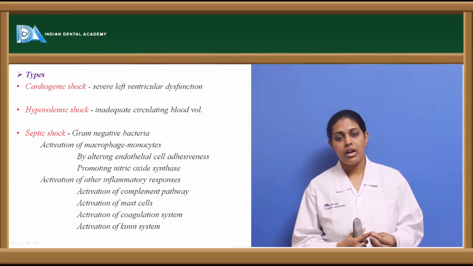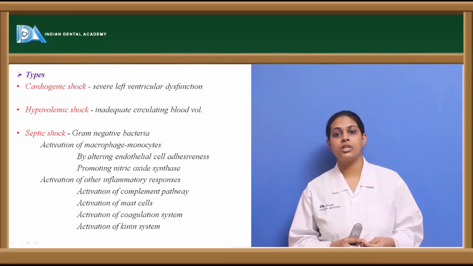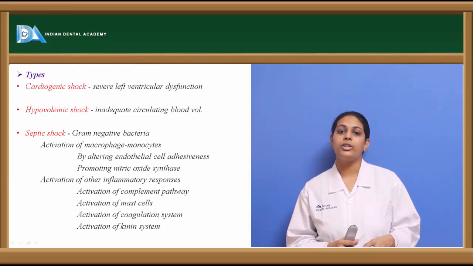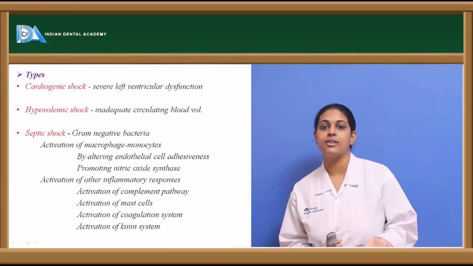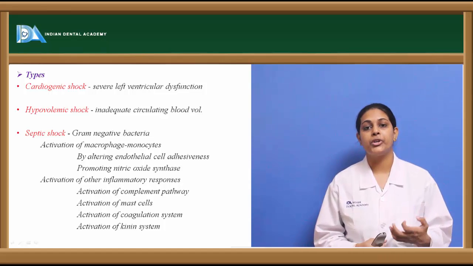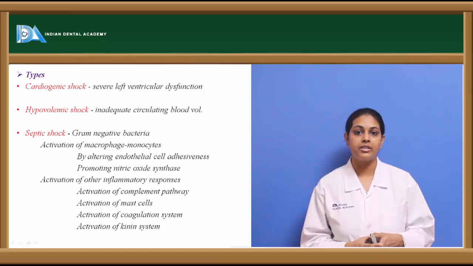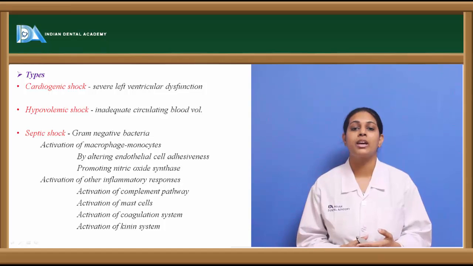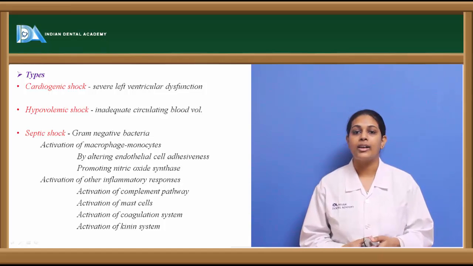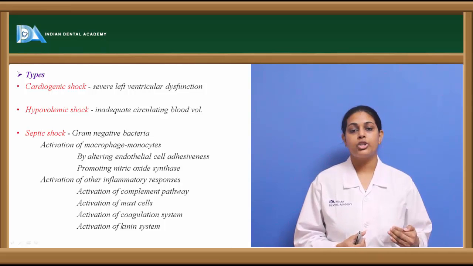Other than that, we also see activation of the coagulation system. This coagulation system might cause the formation of thrombi as well as fibrin because of disseminated intravascular coagulation, which might also contribute to septic shock. We also see activation of the kinin system, where bradykinin is degraded and forms kinin, which is also a vasodilator. So all of them in turn cause the condition known as septic shock.